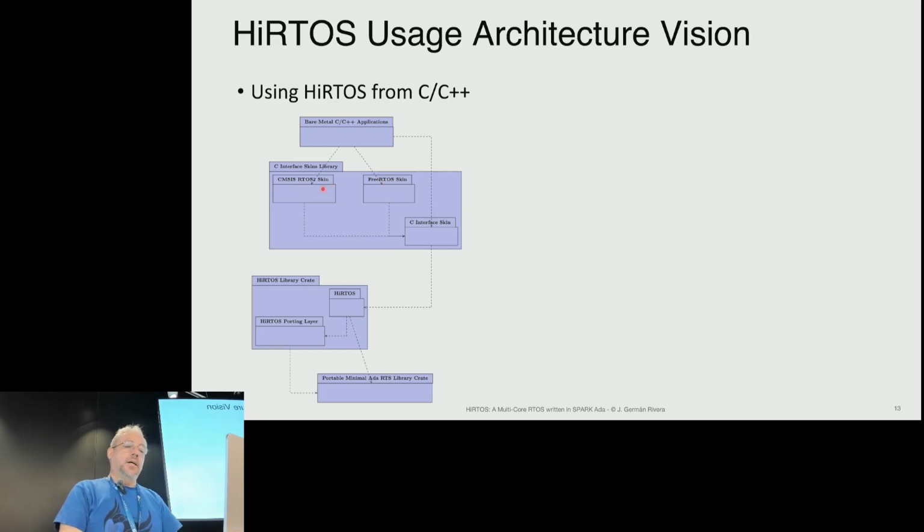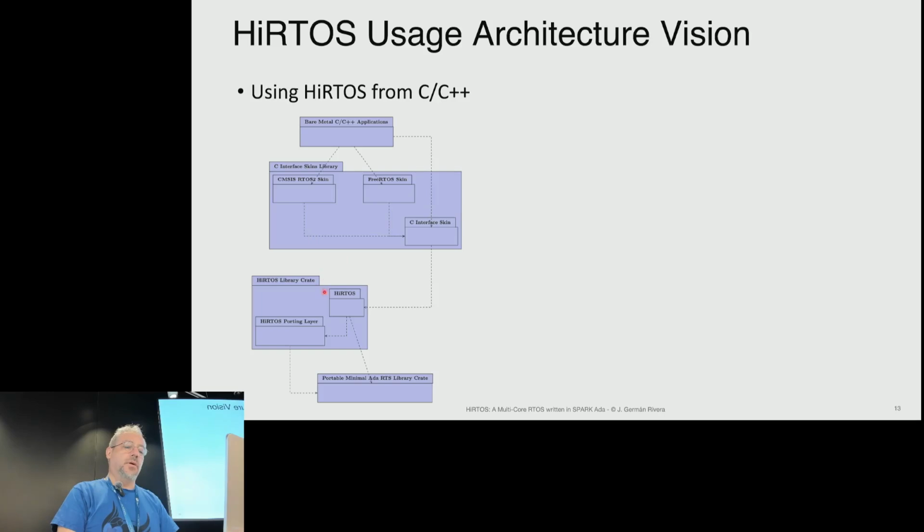Or most likely, another layer that could be added is to run on top of CMSIS. That is a kind of standard RTOS API that is RTOS independent. There are multiple RTOSes today that support that API, like FreeRTOS. There is a CMSIS RTOS layer on top of FreeRTOS, on top of Zephyr, and maybe other RTOSes. So that would be another way to expand the user base of HiRTOS.